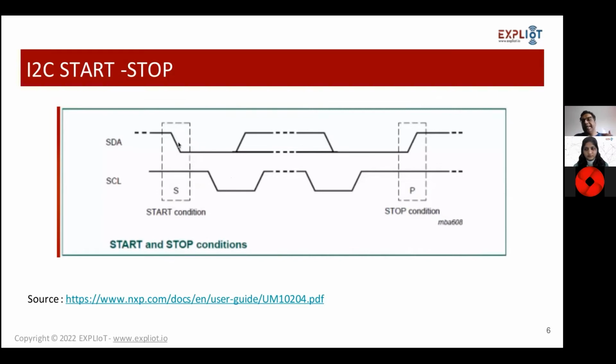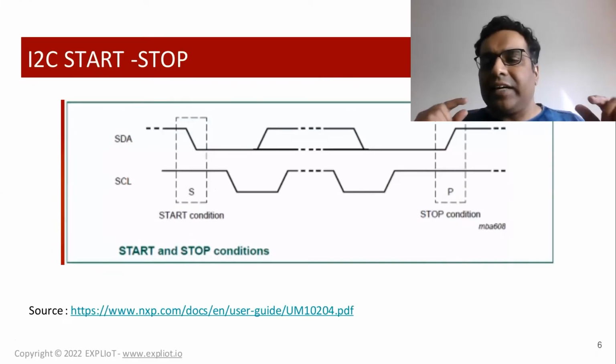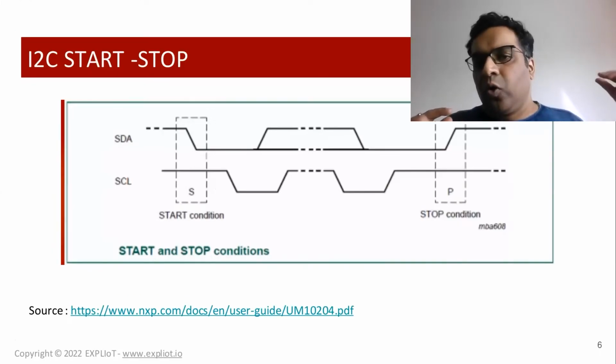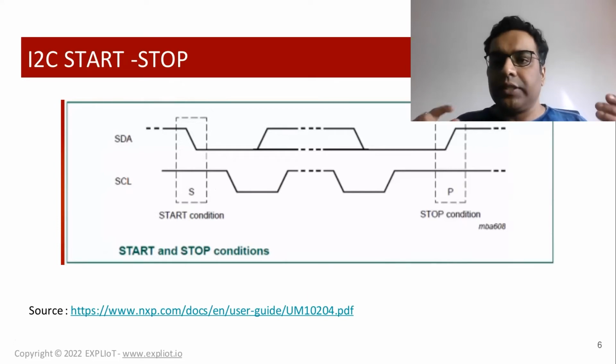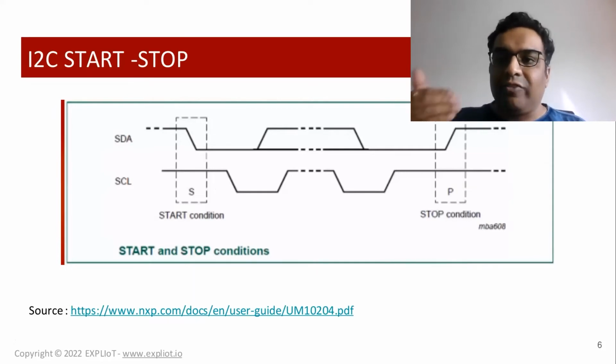So the master indicates that it is initiating the communication, and after that the serial clock is pulled low. If you think logically about why it is like that, where the serial clock is not pulled low first and the serial data is pulled low first, the reason is that the data is communicated over this particular clock, and for that matter the reference clock has to be pulled low.